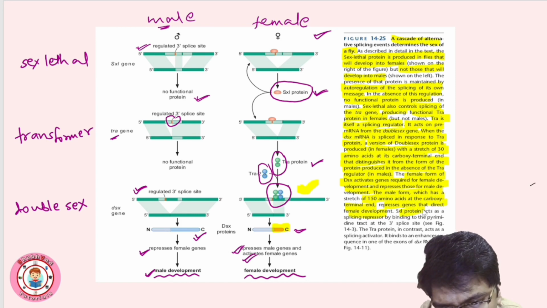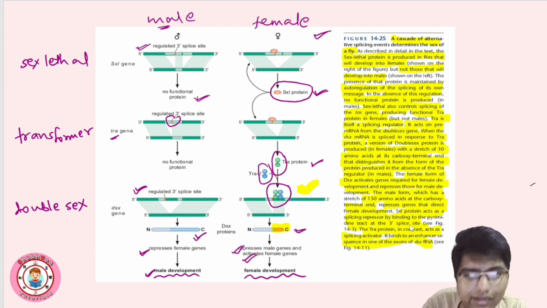SXL protein acts as a splicing repressor. See, splicing repressor by binding to the pyrimidine tract. Where is it binding? This is a very important point. At the 3' splice site. The TRA protein, in contrast, acts as a splicing activator. It binds to an enhancer. Because of this I have written the theory here, because there are some important words which are highlighted. I will underline those important words again.